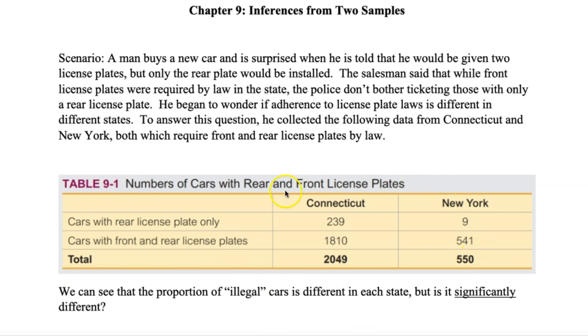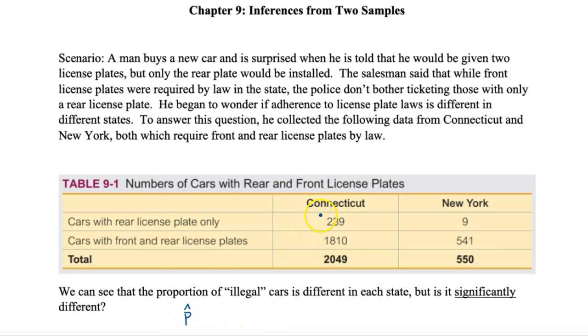And so we have this table here. We have cars with rear license plates only, cars with front and rear license plates that this author observed in Connecticut and New York, and we have our totals below. So we can see that the proportion of cars with rear license plates only, so this proportion of illegal cars, is different in each state. And so we can find that proportion of each, and because this is a sample, I'm going to put a hat on that P to denote that this is a sample proportion.